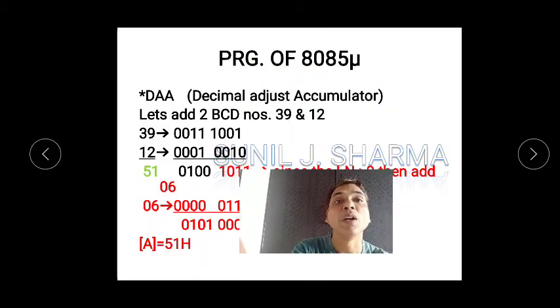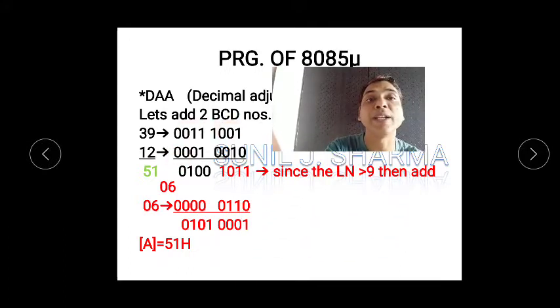Okay, now let's take one example. Let's add two BCD numbers 39 and 12. When you add 39 and 12, that is 51. So we have to write directly 3 and 9, this is 1 and 2. Now when we add up, you will be getting 1 plus 0 is 1, 1, 0, 1, and this will be 1 plus 1 is 0. So this will be 4.